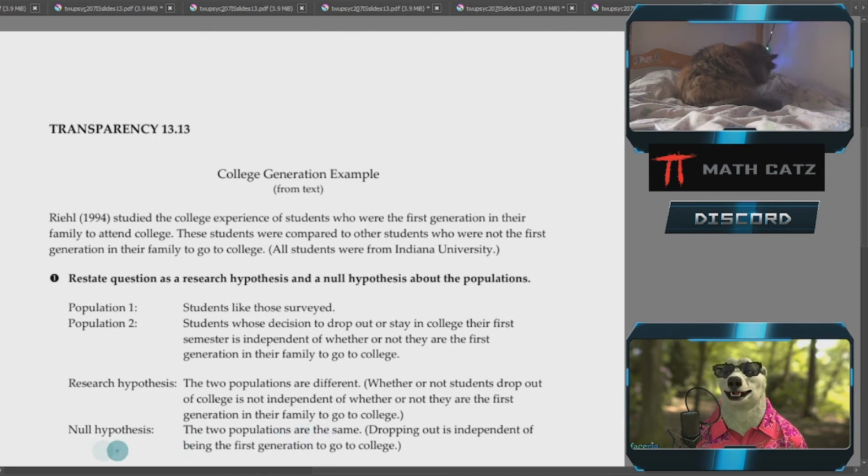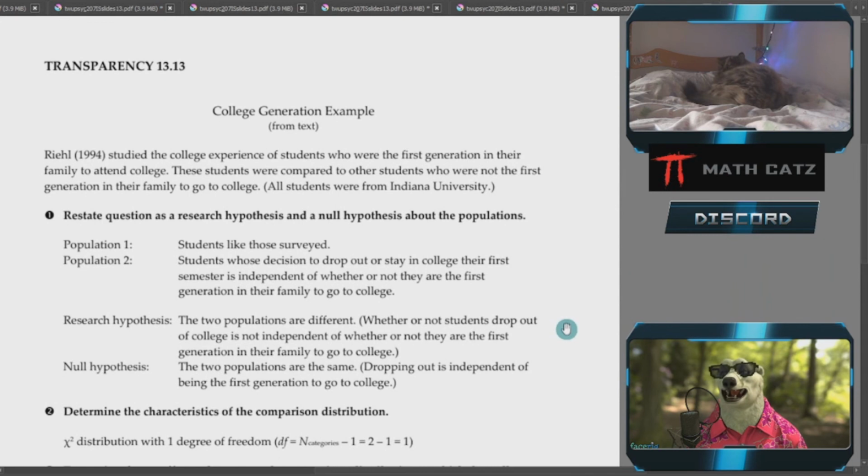We are looking at the null. I like to look at the null hypothesis maybe first and then work this back. We're trying to investigate if the two variables are the same, if dropping out is independent from being first generation or not. And then the research hypothesis is that it's not independent. So we have a chi-squared test for independence situation. We have two categories in each.